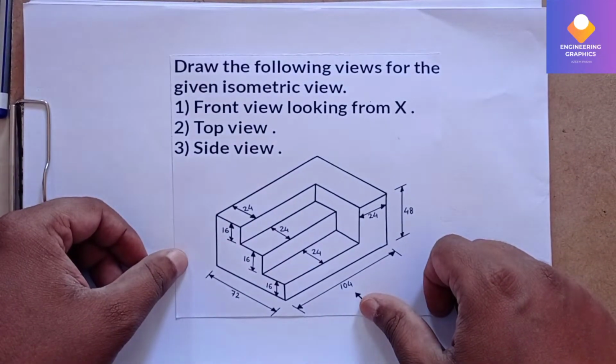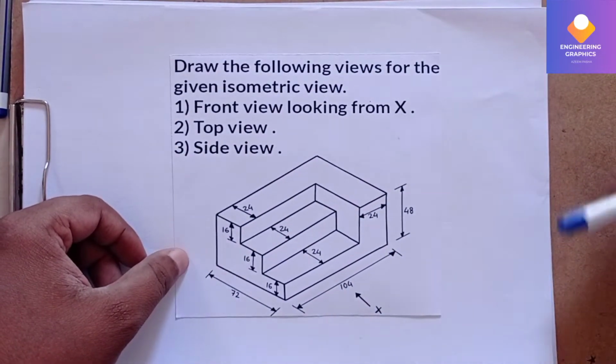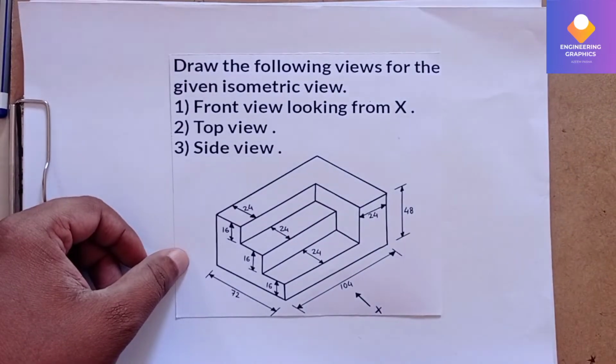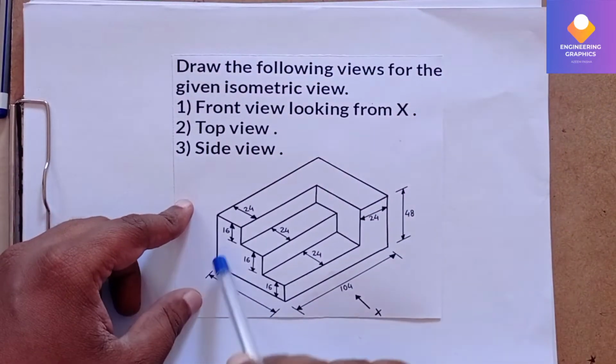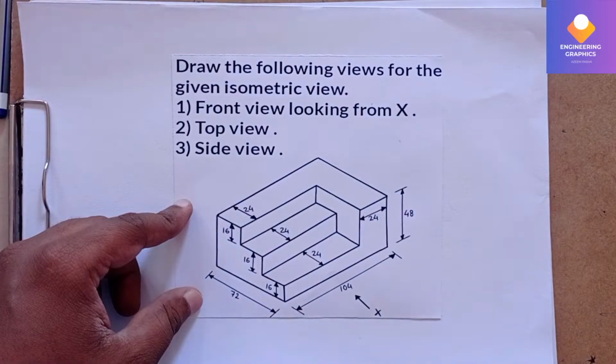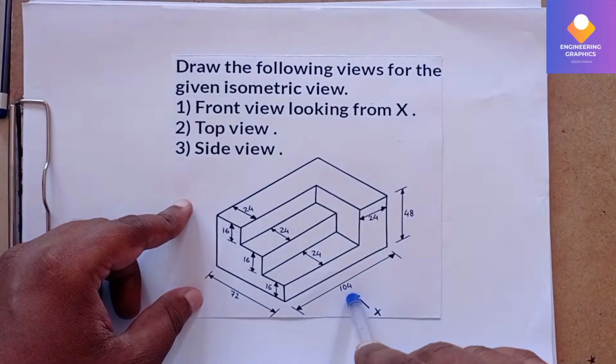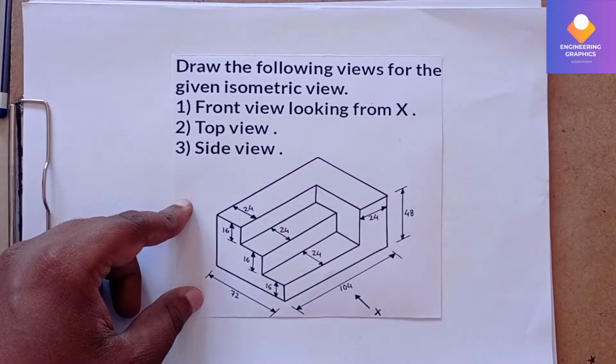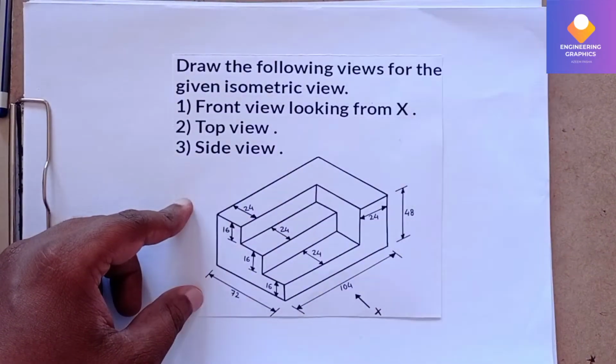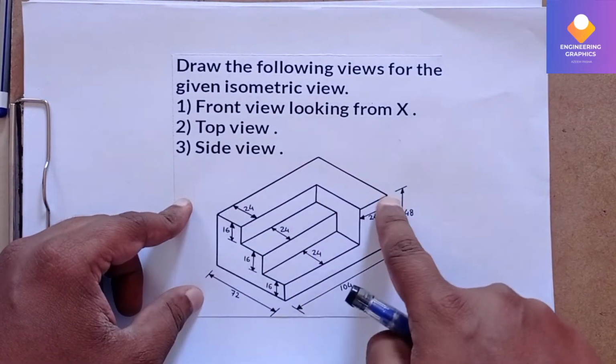So you can see in this, this is the isometric component given. We have to construct the isometric views, that is front view, top view and side view. You can see this is your isometric. Isometric is nothing but the 3D view of the component, wherein it will show the dimensions in x, y and z direction. Isometric means it is a 3D component.